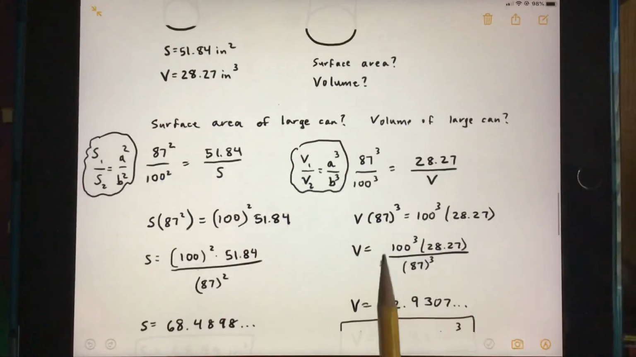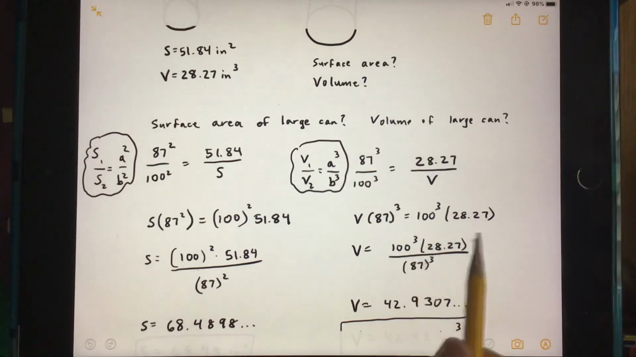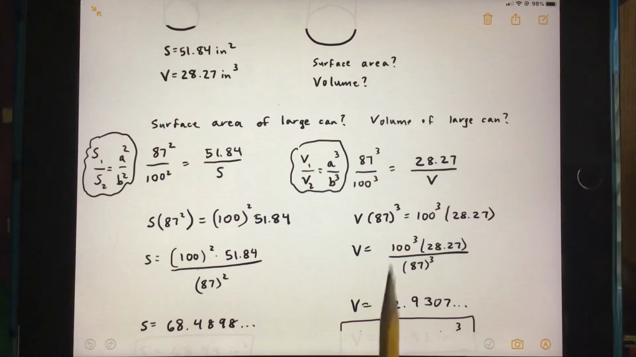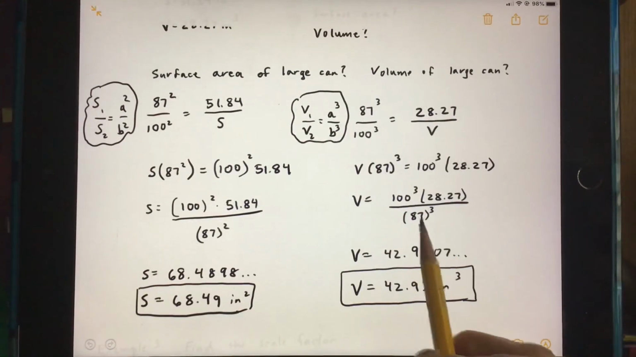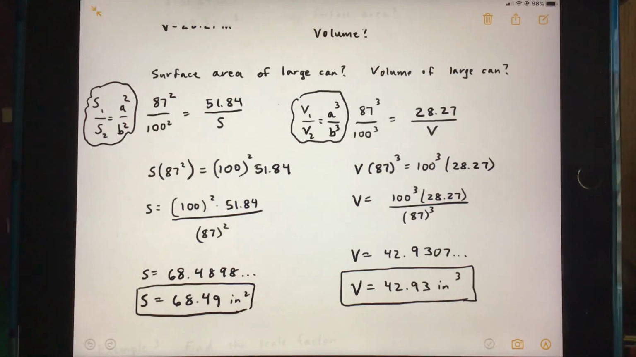All right, let's solve this proportion. So we have V times 87 cubed, using cross products, equals 100 cubed times 28.27. Divide both sides by 87 cubed and you have the volume is 100 cubed times 28.27 divided by 87 cubed. Put all of that in your calculator, and you'll see 42.9307 and so on, and round that to the nearest hundredth. That's 42.93 inches cubed. So notice that when we figured out our surface area, we used inches squared. The volume would be inches cubed.